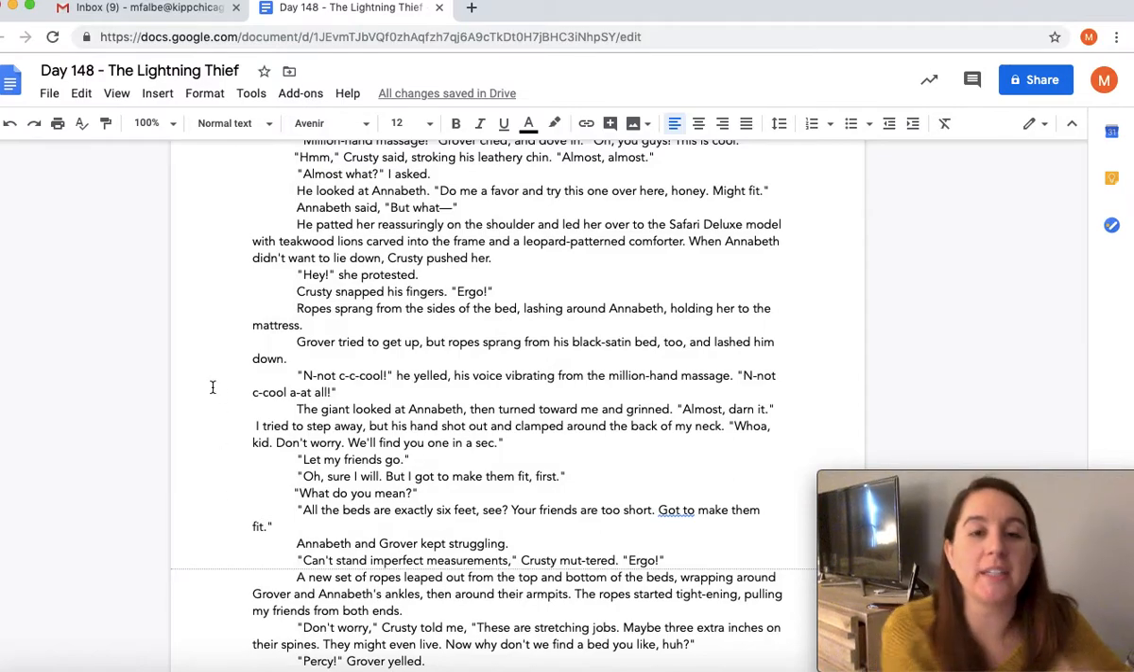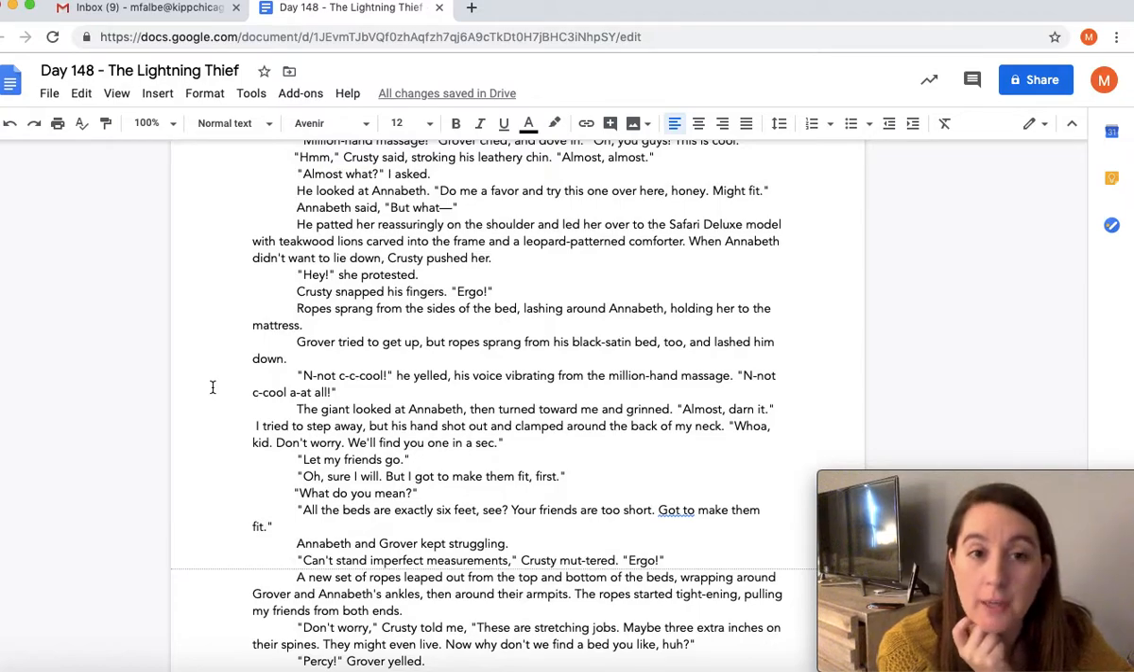Krusty said, stroking his leathery chin, "Almost." "Almost what?" I asked. He looked at Annabeth. "Do me a favor and try this one over here, honey. Might fit." Annabeth said, "But what?" He patted her reassuringly on the shoulder and led her over to the Safari Deluxe model, with teakwood lions carved into the frame and leopard-patterned comforter.